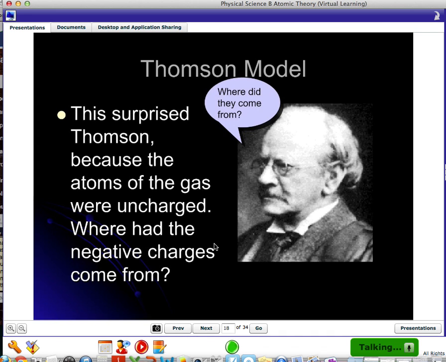By the way, I believe one of your test questions will ask you to compare and contrast different experiments that these scientists came up with.